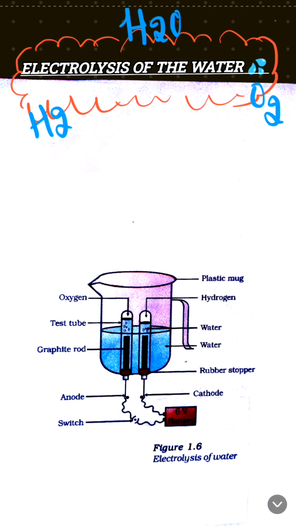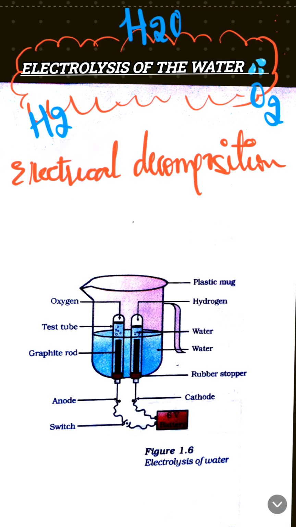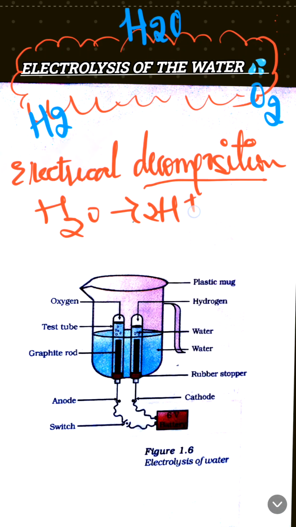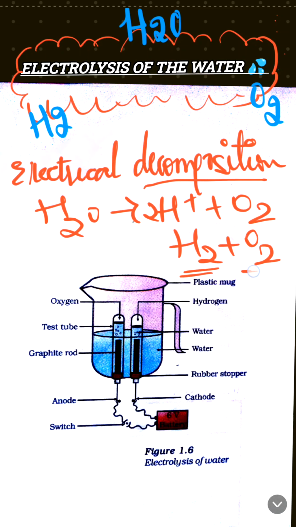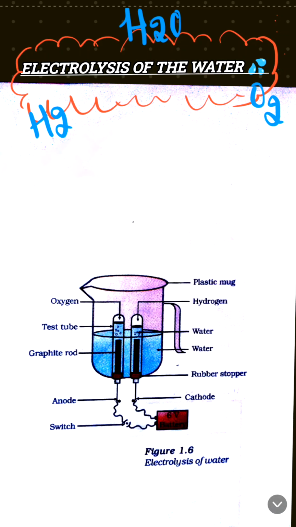Now let us go to the apparatus that we have used in the electrolysis of water. This electrolysis of water is also known as electrical decomposition. Why do we call it electrical decomposition? Decomposition is nothing but a breakdown. So your H2O molecule is breaking down into 2H2 plus O2, that is hydrogen gas and oxygen gas. That is why we call it electrical decomposition.